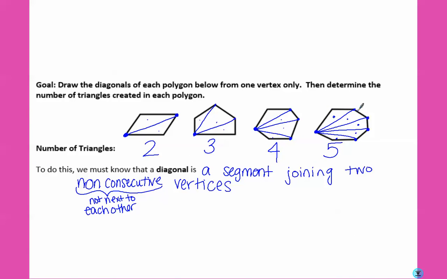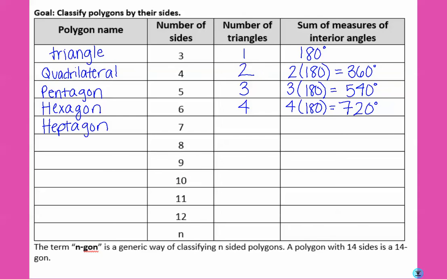We had 1, 2, 3, 4, 5, 6, 7 sides here and ended up with 5 triangles. Five times 180 is 900 degrees.